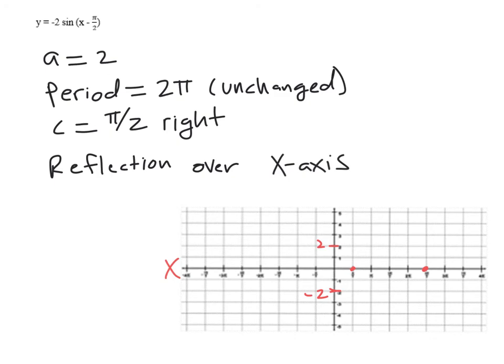All right, so from here, I'd hit my max at 2. Go back to 0, down to negative 2. And there is 1 period of my sine curve. Okay, shifted pi over 2 to the right.